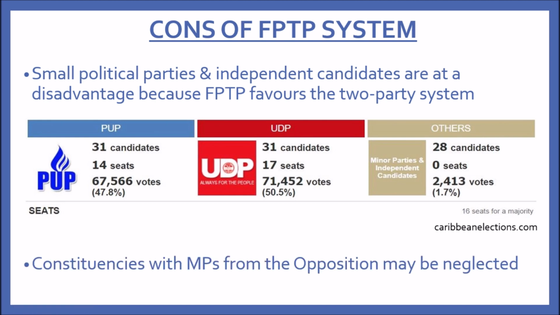Constituencies with MPs from the opposition may be neglected. Opposition has no real power. The policies that are implemented may appear to benefit constituencies whose MP is from the governing party rather than the opposing party. In Jamaica, checks are in place to reduce the likelihood of this happening. For example, there is a constituency development fund that allocates an equal sum of money to each MP to be spent on projects in their constituencies. All MPs get the same amount of money to spend, whether they're from the opposition or from the ruling party.